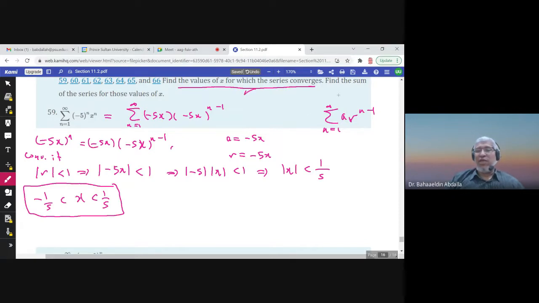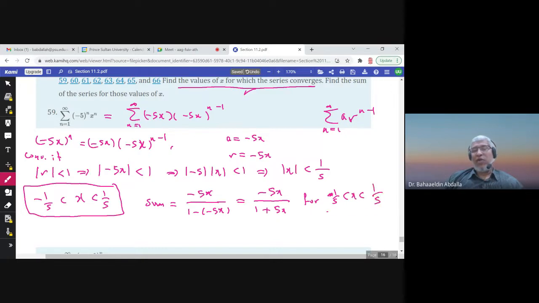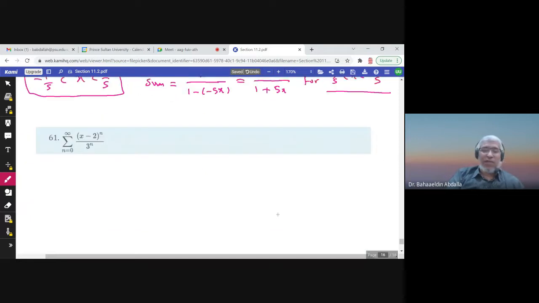Well, there is another part. Find the sum of the series for those values. For those values, the sum would be a, which is negative 5x, over 1 minus r, which is negative 5x. So the sum would be negative 5x over 1 plus 5x for these values only, because this series is convergent only for these values of x.